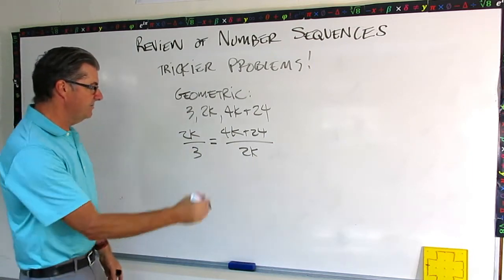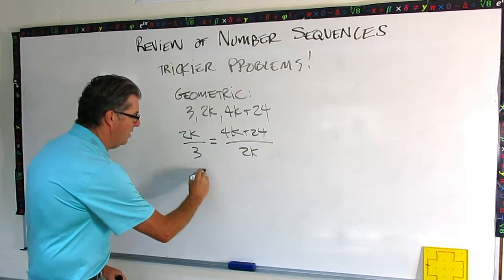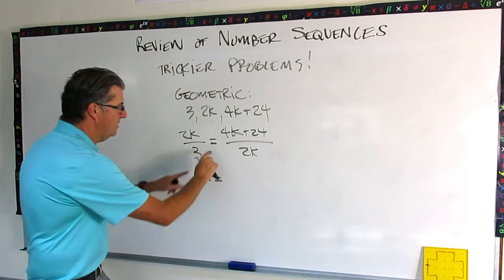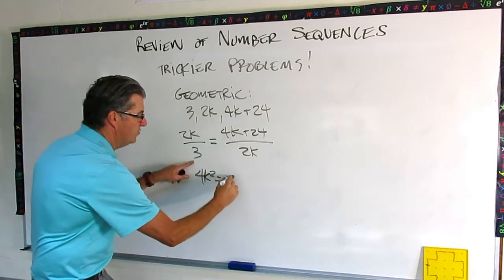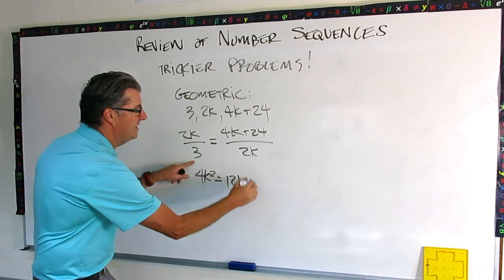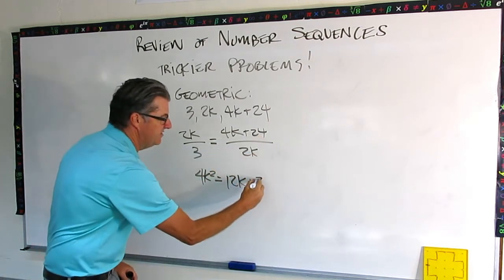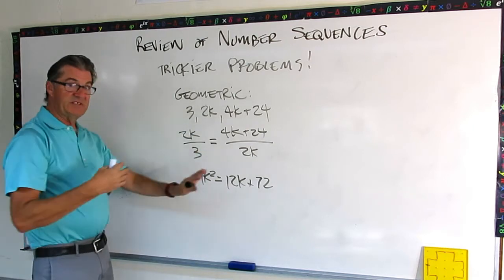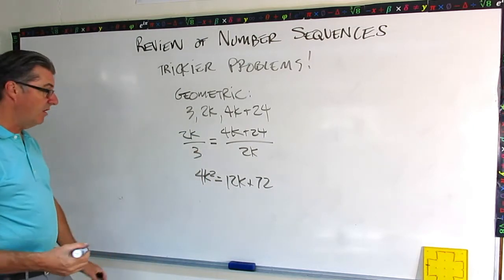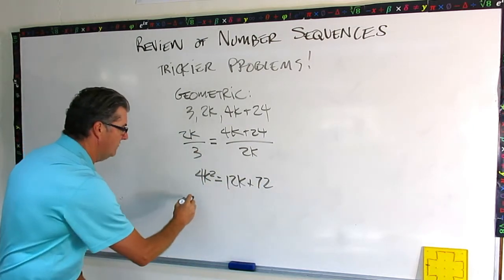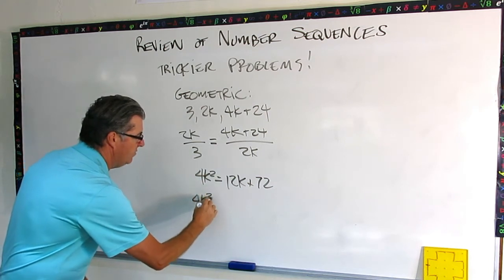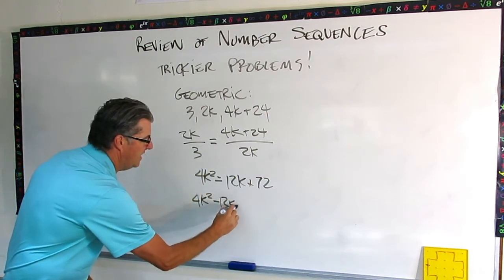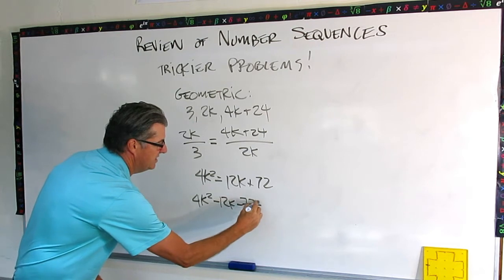My first step here is going to be to cross multiply. So I'm going to get 4k squared equals, distributive property, 12k plus 24 times 3 is 72. Now what I'm going to do is bring everything over to one side so I can set it equal to 0 to factor and solve. So I'm just going to bring these two terms over. I'm going to get 4k squared minus 12k minus 72 equals 0.